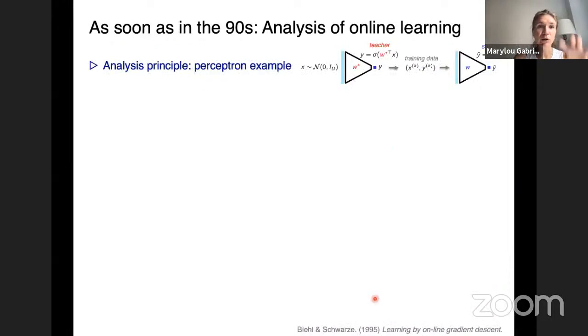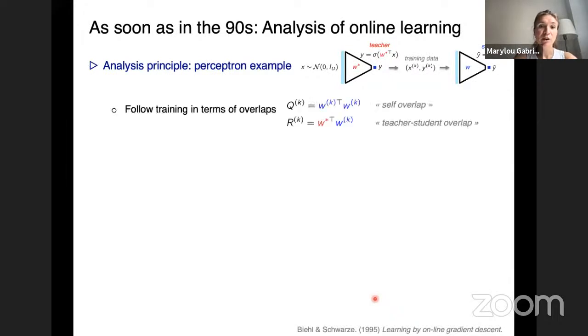And so if we go into more details of how this goes on in the online learning of the perceptron, what's going on is that we are going to follow the quality of training in terms of what we call overlaps. So the overlaps are going to be the dot products of the student's vector with itself. So at iteration k, it's the norm of the vector of the student, if you want.